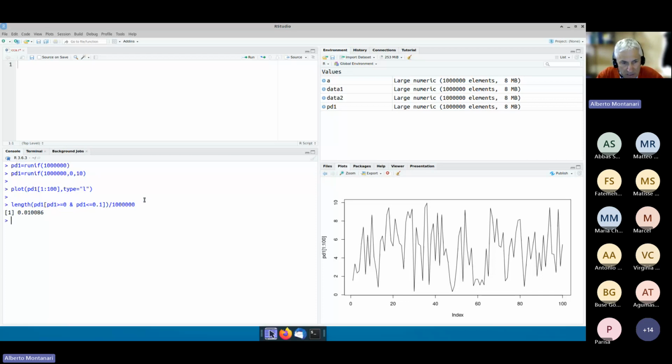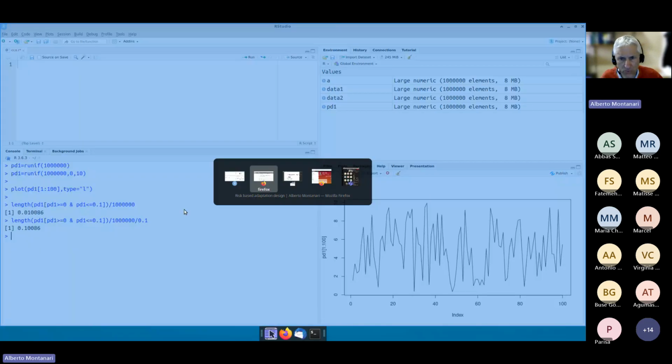So you see here the density, and actually it's not really the density, because to compute the density, I should divide this frequency by 0.1, which is the length of the interval. So this is the density. Now let's move forward.